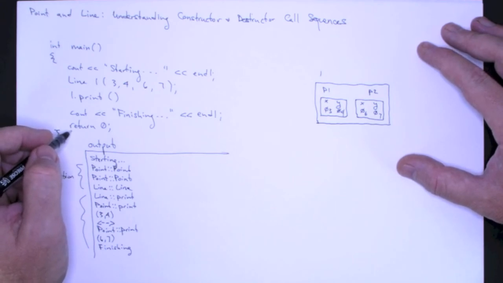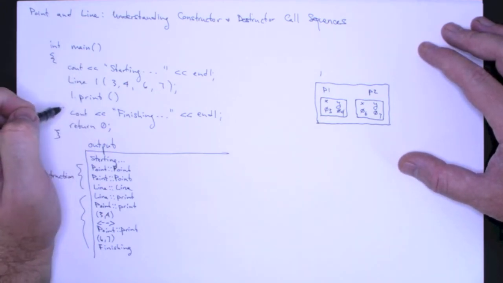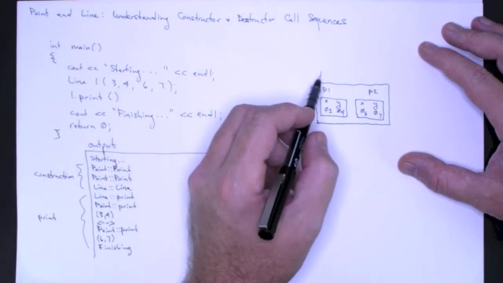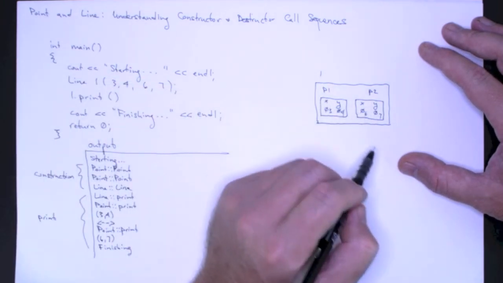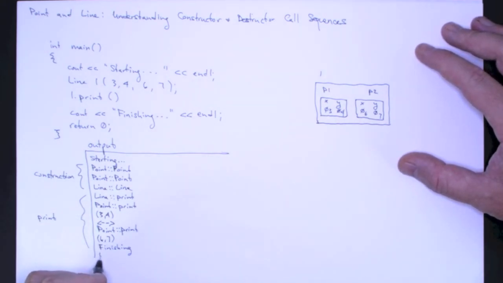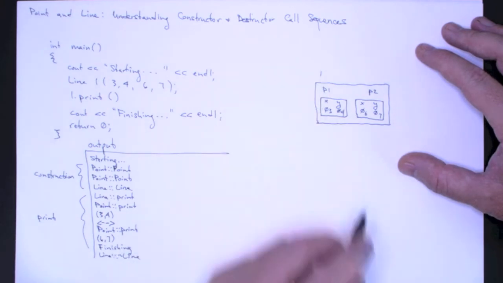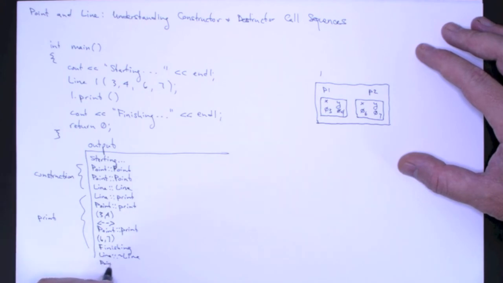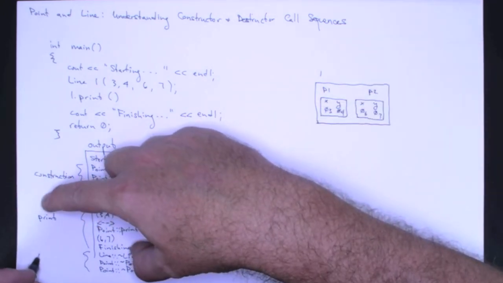And just before main terminates, it destructs the line object L. Since line consists of 2 points, their destructors also execute. So we get the following messages. We get the call to the destructor of the line object. Then we get the message from the destructor of the point object. And then we get the message from the destructor of the final point object. And so these messages come from destruction.